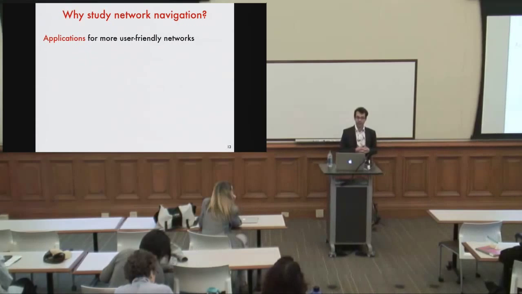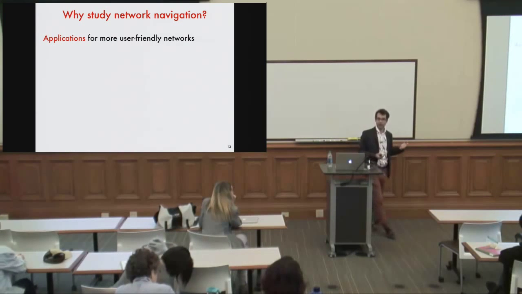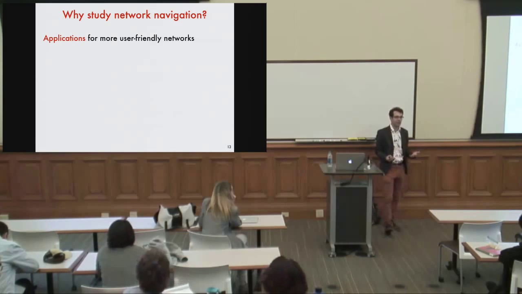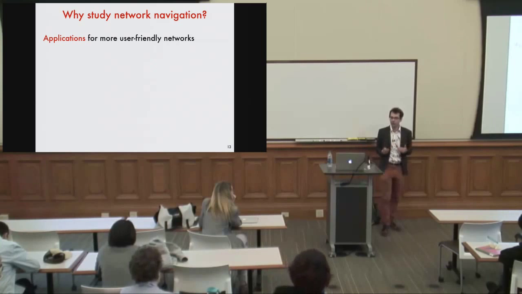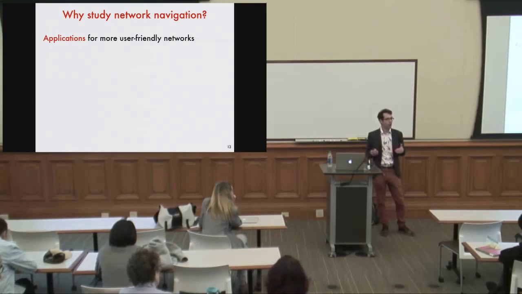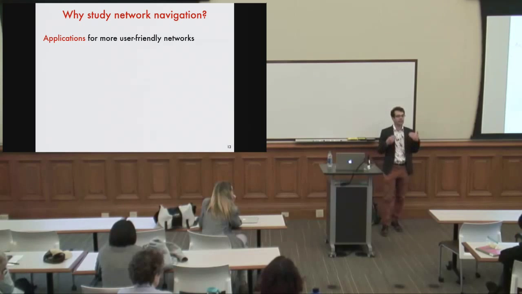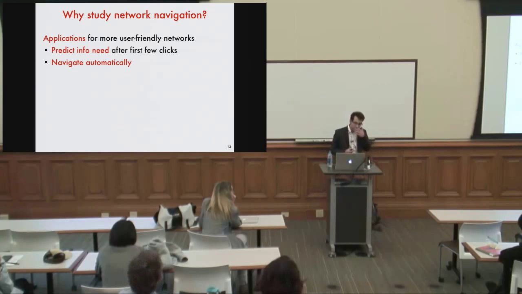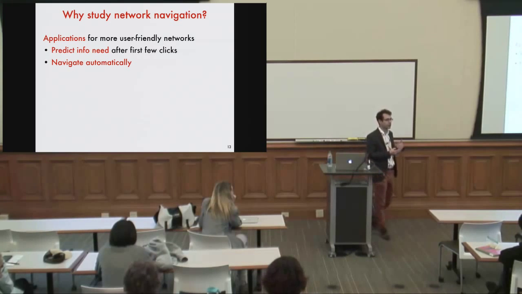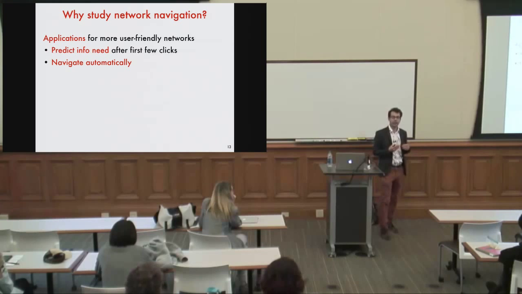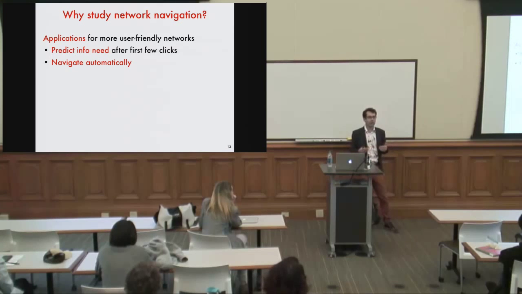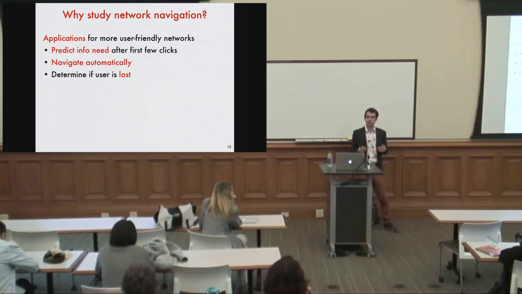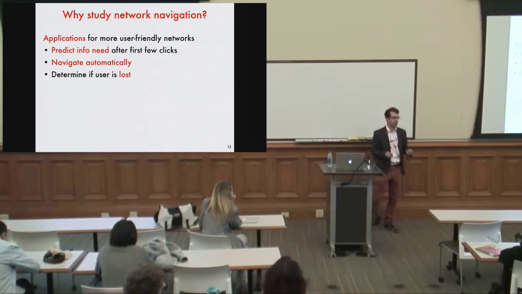So why should we study network navigation? Well, as the example I just showed attempted to show, it's quite a hard task for humans. But if we understand how humans do it, then that puts us in a position where we can build tools and applications to make it easier for them to find what they're looking for. For example, if we could predict the user's information need after seeing just a few initial clicks, or if we could even navigate automatically, then that would make it easier to supply to the user the information they're looking for. Or if we could determine if a user is lost during their navigation, then we could proactively offer them help.